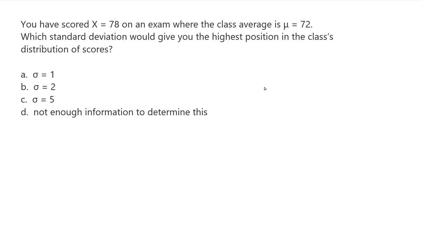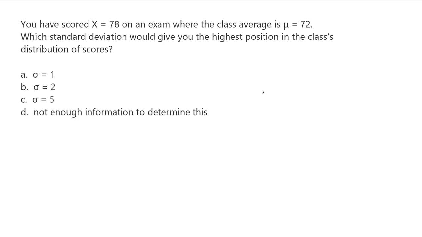You have scored 78 on an exam where the class average is 72. Which standard deviation would give you the highest position in the class's distribution of scores? Is it going to be a small standard deviation like 1, slightly larger at 2, as large as 5, or D, there's not enough information to determine this?